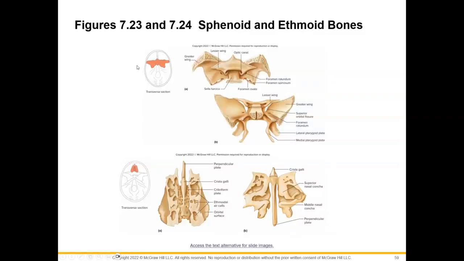Okay, and this shows that part at the bottom of the cranium that looks kind of like a butterfly. You don't have to know all of these parts of that particular bone, but again, it's an important bone because it contains some important features.